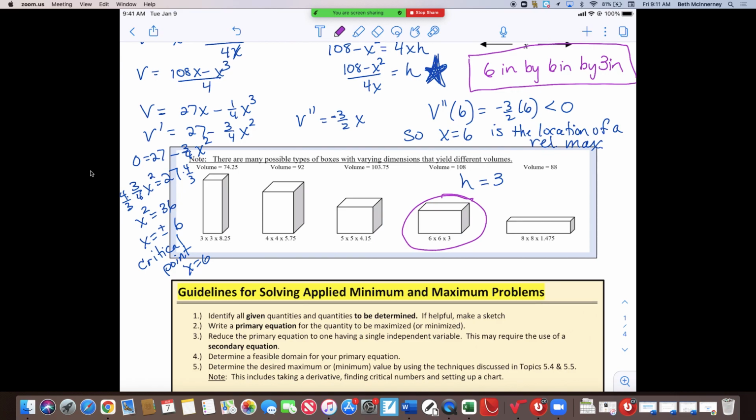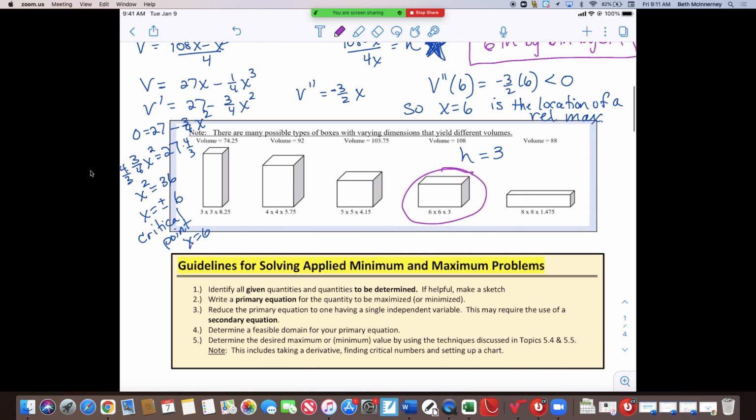All right, so here are guidelines for solving applied minimum and maximum problems. Number 1, identify all given quantities and quantities to be determined. If helpful, make a sketch. You're not always going to be given the sketch. Write a primary equation for the quantity to be maximized or minimized. Reduce the primary equation to having one independent variable, and this may require the use of a secondary equation. Not always, but overwhelmingly, yes.